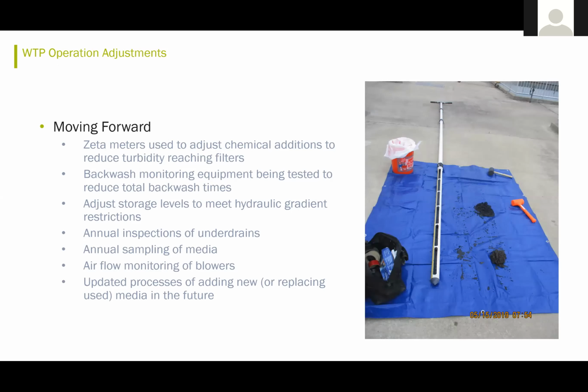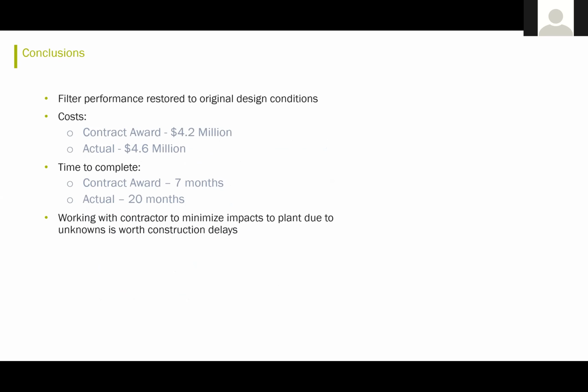Moving forward, the city plans to install zeta meters to help them adjust chemical additions. They're going to modify their backwash monitoring equipment, and they're going to adjust their storage levels to meet the hydraulic gradient restrictions that they have. They're going to start inspecting the underdrains on an annual basis, as well as annually sampling the media. The airflow monitoring equipment for their blowers was faulty, so they're going to update and replace that. And then they're going to develop an updated process for adding or replacing media in the future.